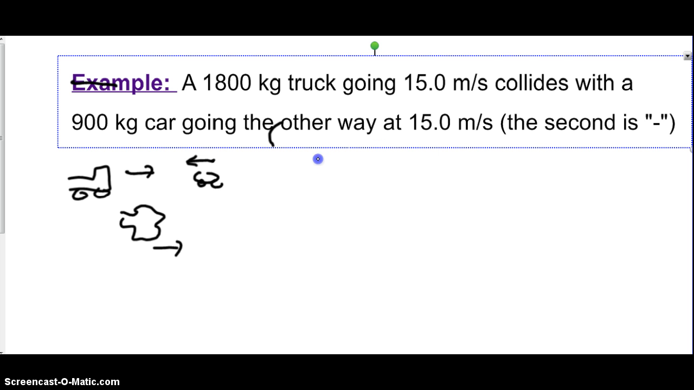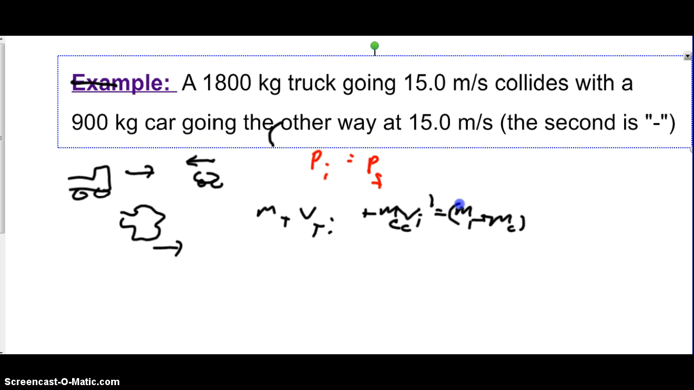So again, we're always going to start with momentum initial equals momentum final. So we look at this. What's the truck's momentum? So this would be mass of the truck, velocity of the truck initial, plus mass of the car, velocity of the car initial, equals mass of the truck plus mass of the car, because they're going to stick together, times this final velocity. In an inelastic collision, both objects are going to have the same final velocity, because they stuck together.